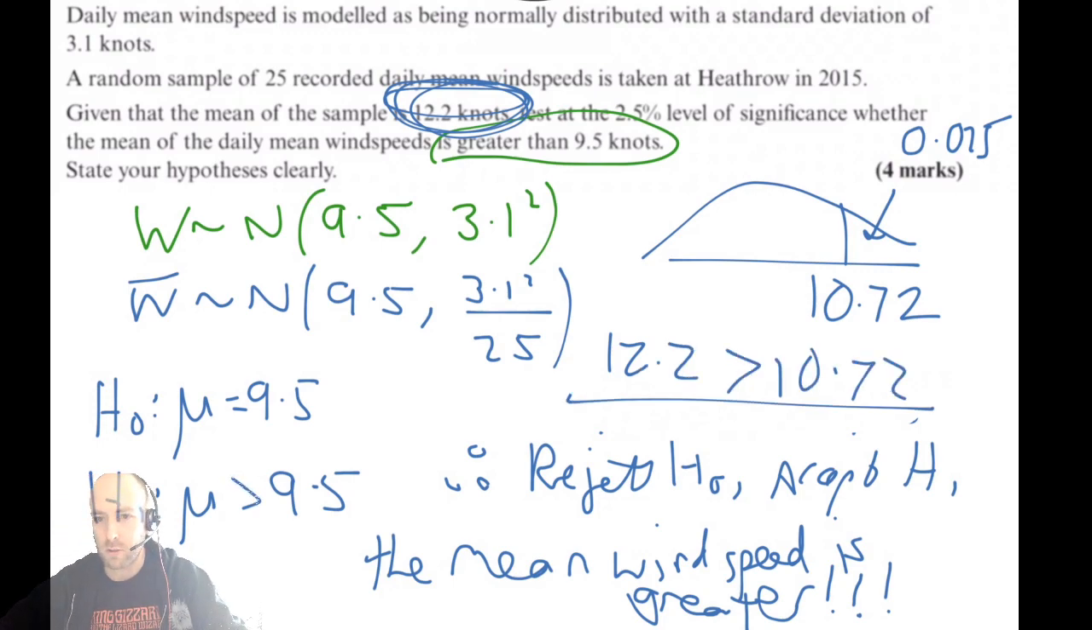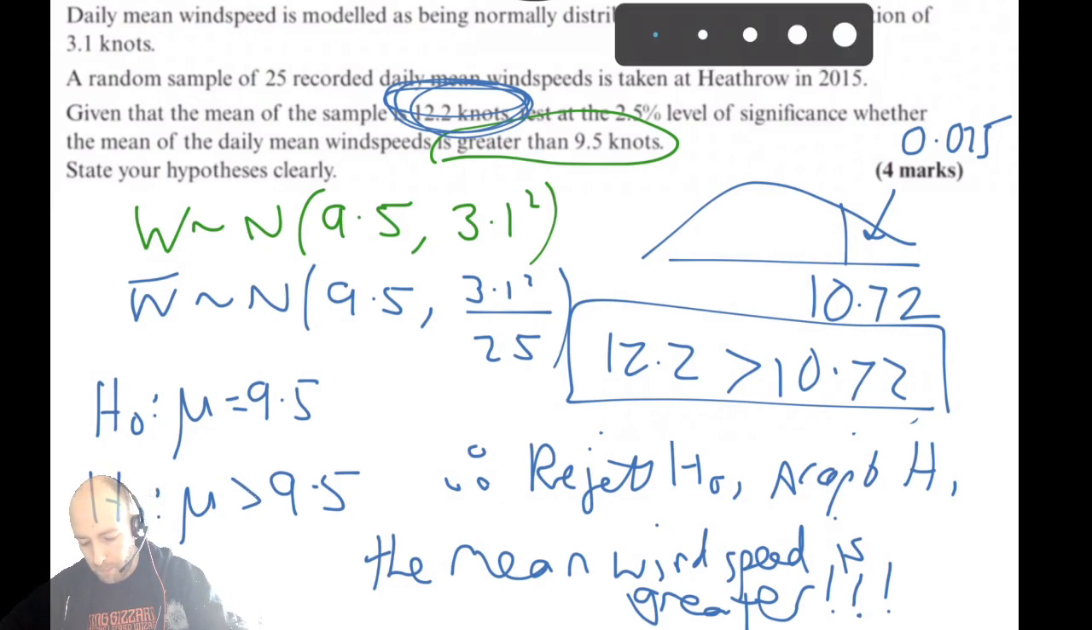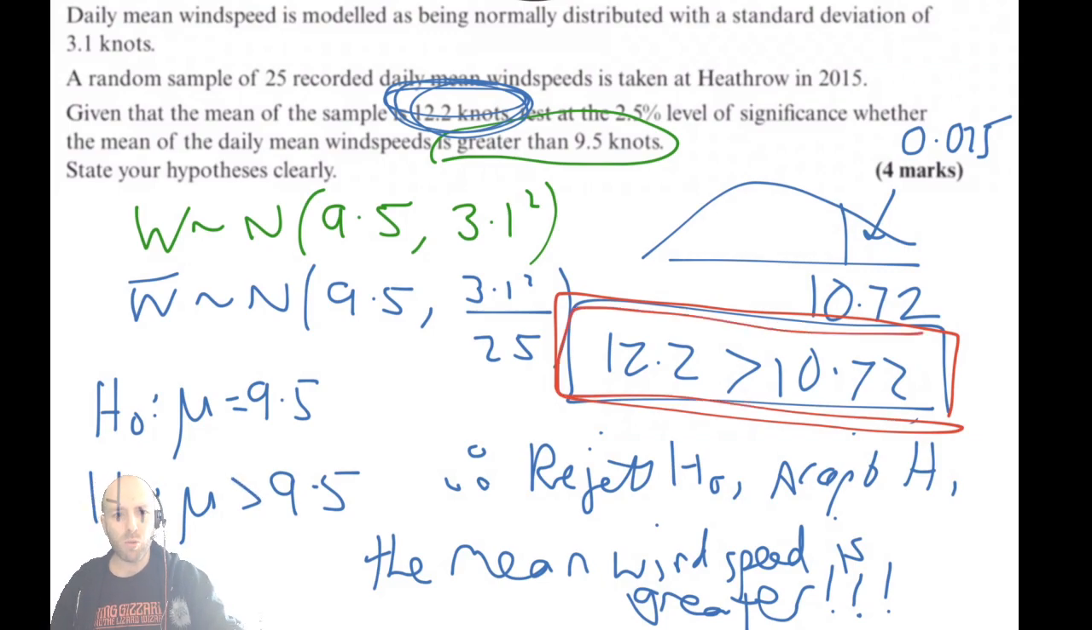That was really stupid, what I just said. Sorry, guys. All I said was the critical region is more than the mean. Well, it's always going to be more than the mean in this case. Yeah, we need to use this test statistic. 12.2, thank you, guys, is in the critical region. Therefore, we reject H0. I wrote the wrong thing there.